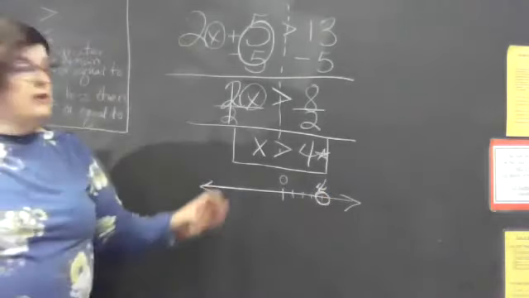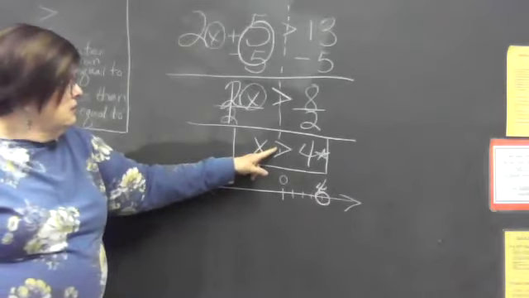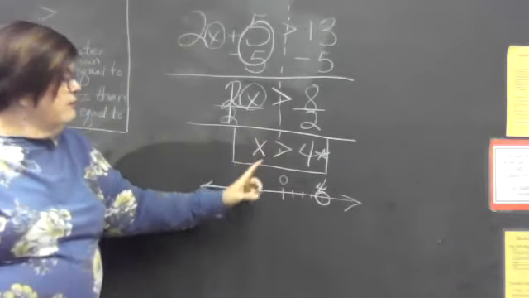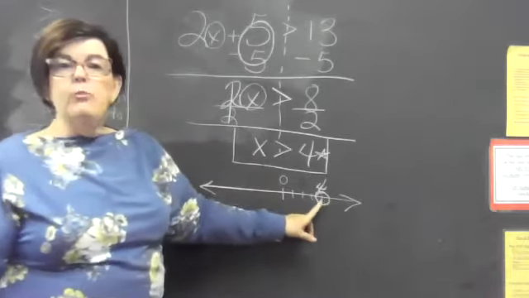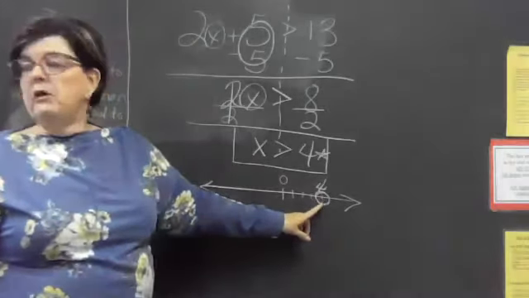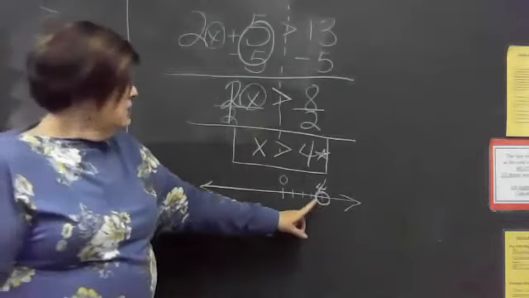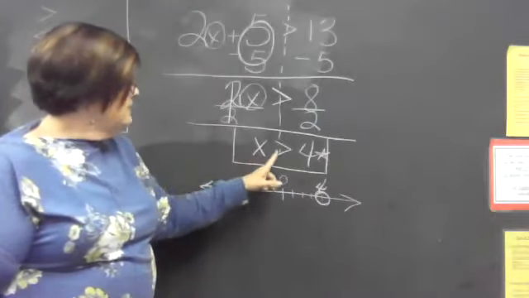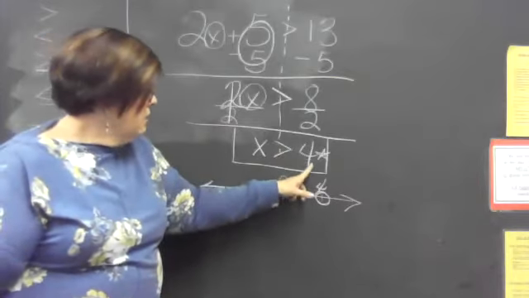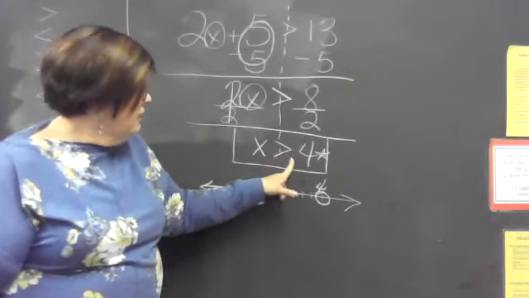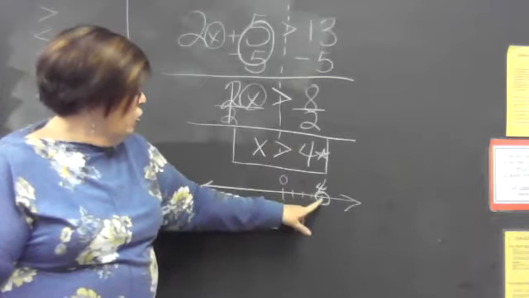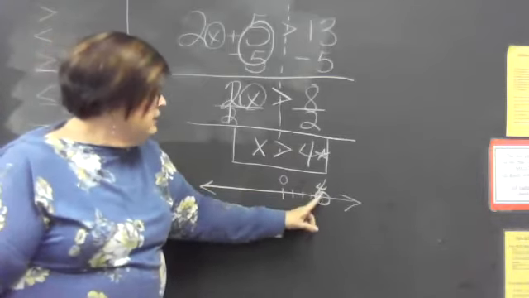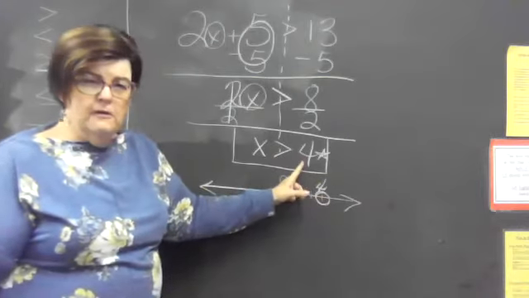Now, when you graph an inequality like this, there are 2 things you have to decide. First of all, will this stay an open circle or will it be colored in? The only time this is colored in is when x is equal to 4. In this case, it's not equal to 4, so we leave it open.